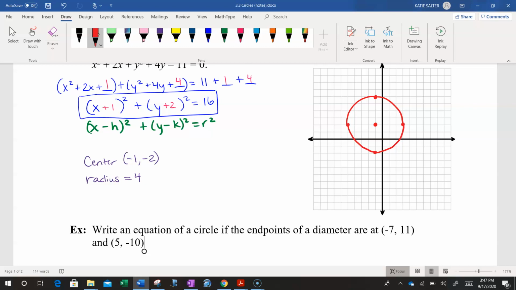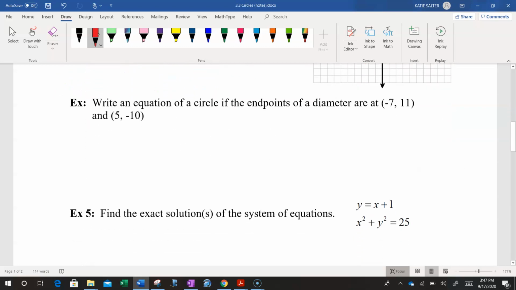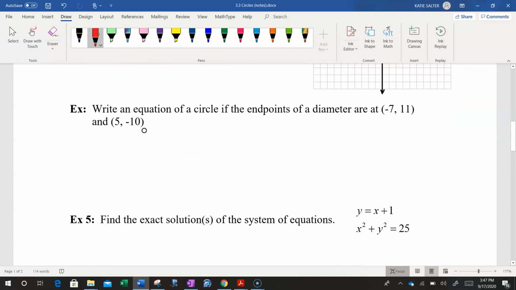All right, so the next one is we're going to start getting into writing equations of circles. Write an equation of a circle if the endpoints of a diameter are at (-7, 11) and (5, -10). Well, guys, what you have to remember is every diameter, and a circle has an infinite number of diameters, cuts the circle in half. So the diameter has to pass through the center of the circle. And the center of the circle is what cuts that diameter into 2 equal parts, which are the radius.